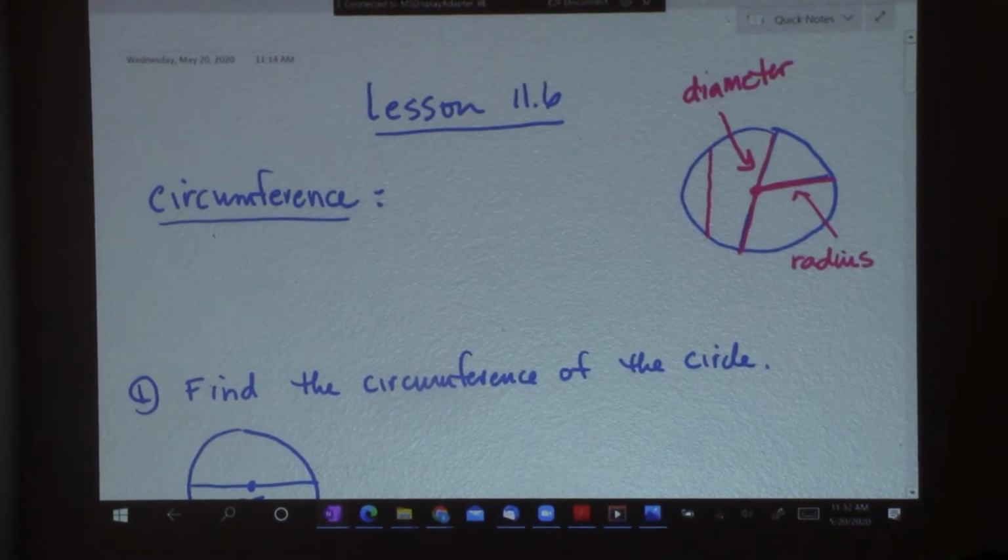Okay, with that in mind, the circumference is the distance around a circle.